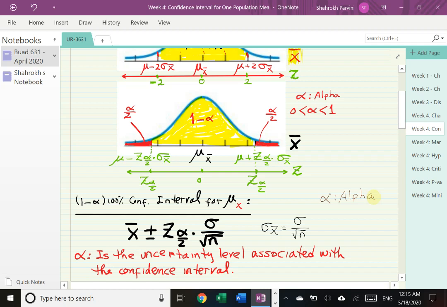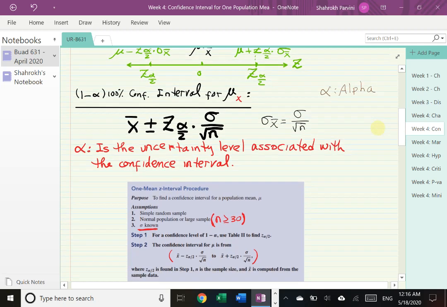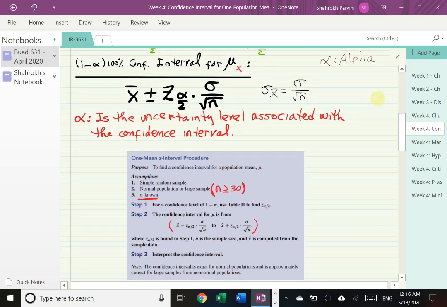At this point, I call alpha the uncertainty level associated with the confidence interval. Later on, when we talk about the hypothesis test, we're going to have a different interpretation of alpha. But for now, we're just going to call it the uncertainty level associated with the confidence interval. And our procedure is called the 1 mean, 1 mu, z interval procedure, because our multiplier right up here is a z-score. For that reason, this is called the z procedure.